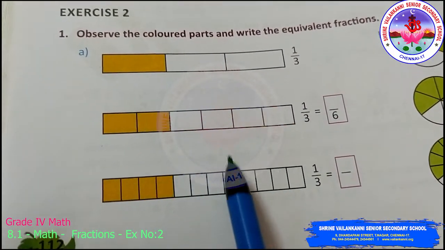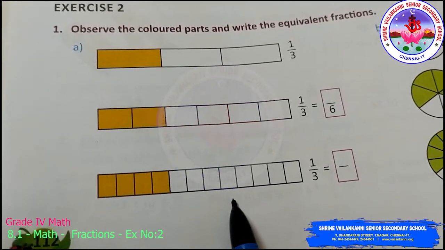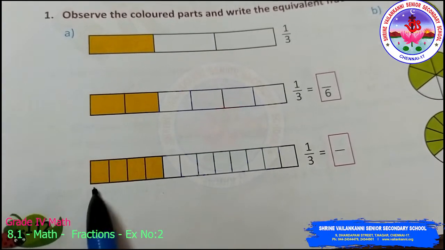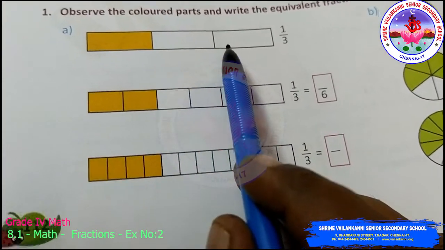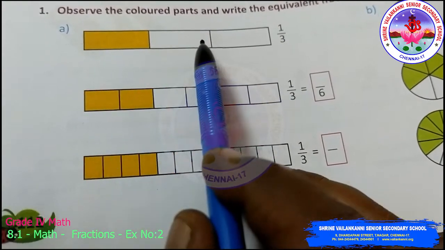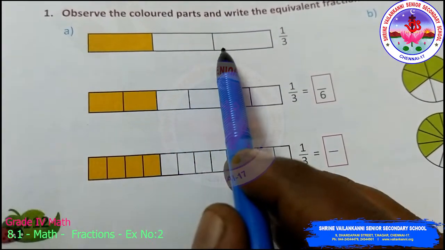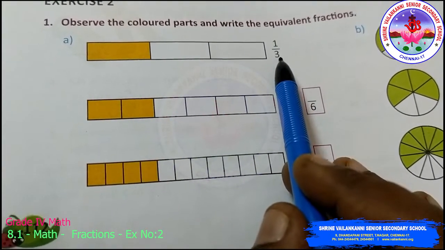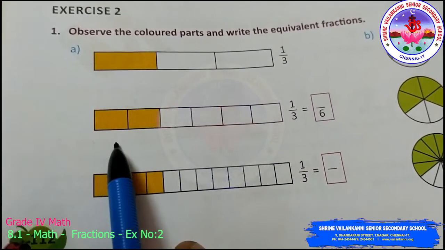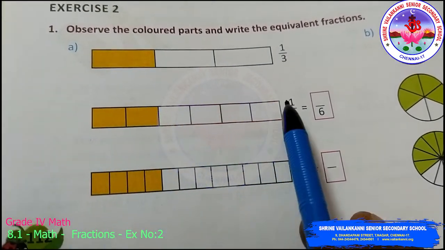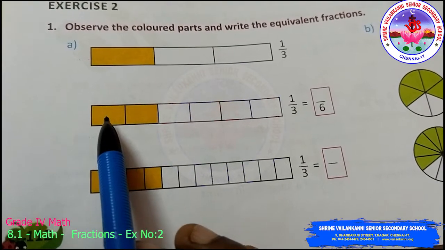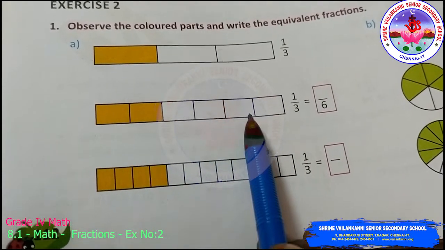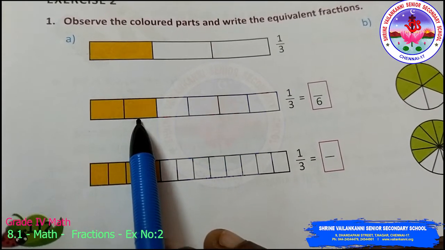If you see the three pictures, all the three shapes are the same size. But in the first shape, the shape is divided into three equal parts and one part is colored, which is denoted as 1/3. In the second picture, the same size of shape is divided into 1, 2, 3, 4, 5, 6 equal parts and 2 parts are shaded.